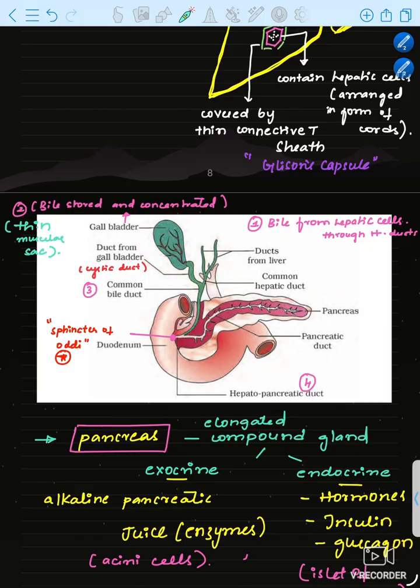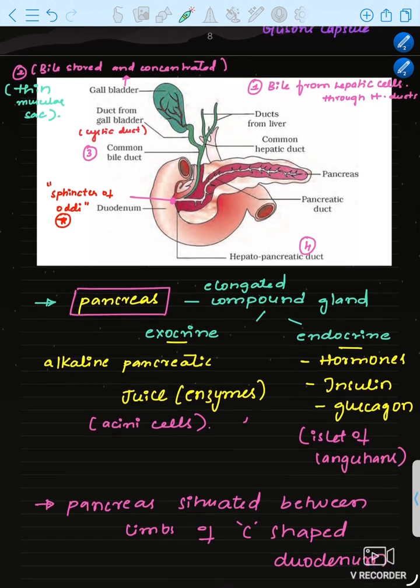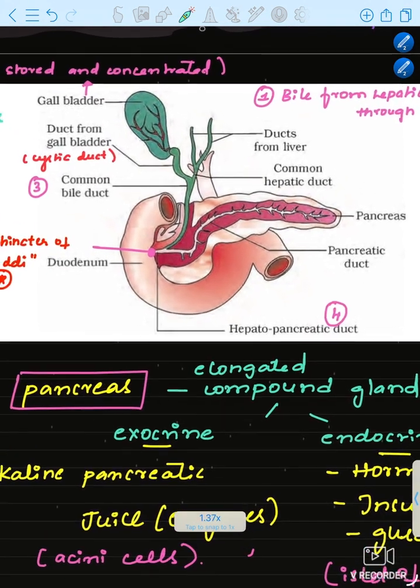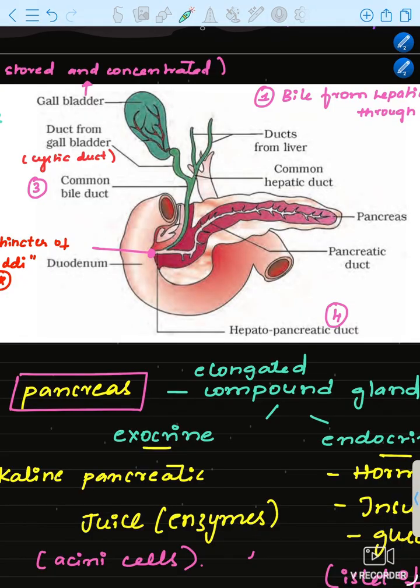Gallbladder is a very thin and muscular organ. Okay, not organ, thin and muscular sac. Okay, bile is stored and concentrated in the gallbladder. Now look at the passage, it is so easy. Okay, this is the gallbladder and it forms a duct.